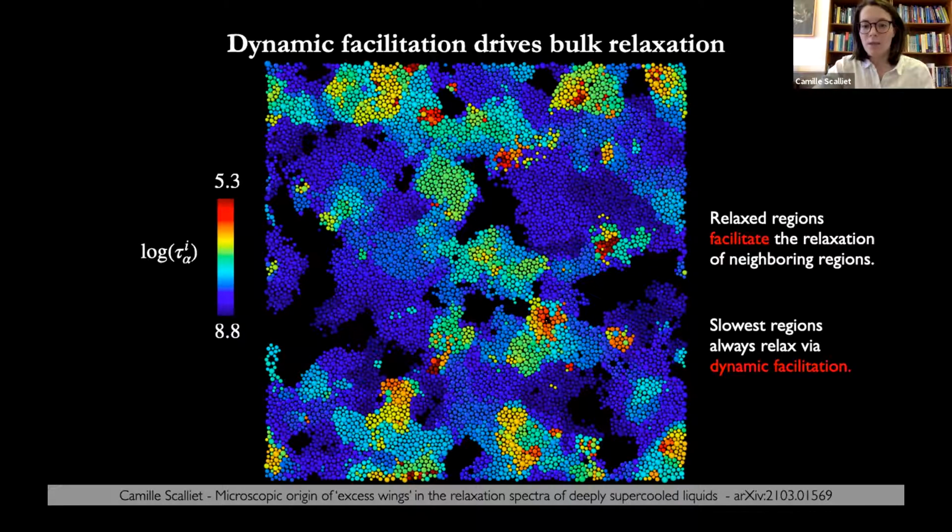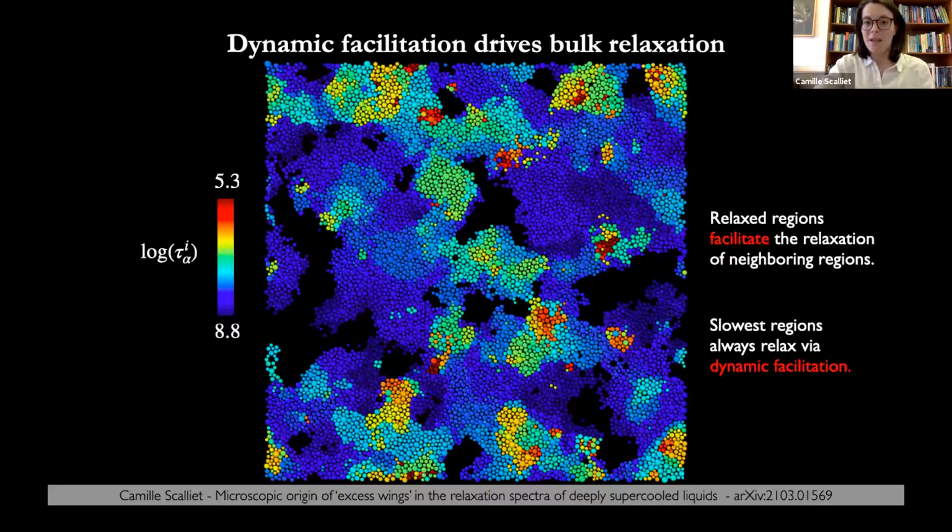What we clearly see from this snapshot is that relaxation starts in these small clusters and then eventually spreads throughout the sample, because you can directly read the color code from the configuration. So relaxation in one part of the system at a given time helps relaxation of neighboring particles at a later time. And this is precisely what we call dynamic facilitation. Also, and most importantly, these regions which have not relaxed always relax thanks to dynamic facilitation. They are invaded by the color code and eventually shrink and relax thanks to their neighbors.